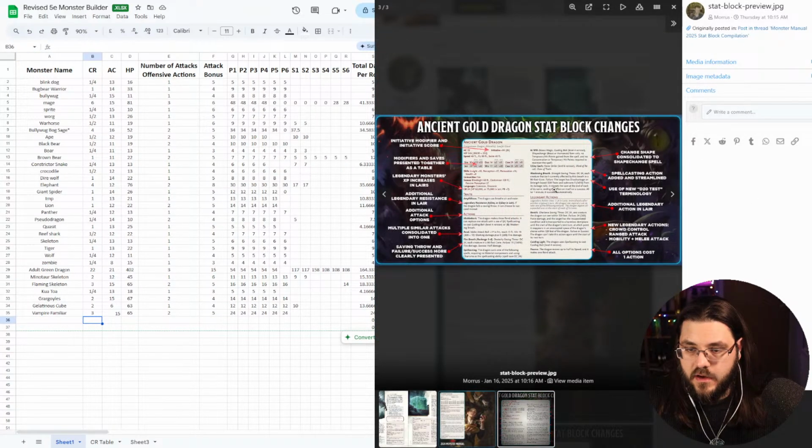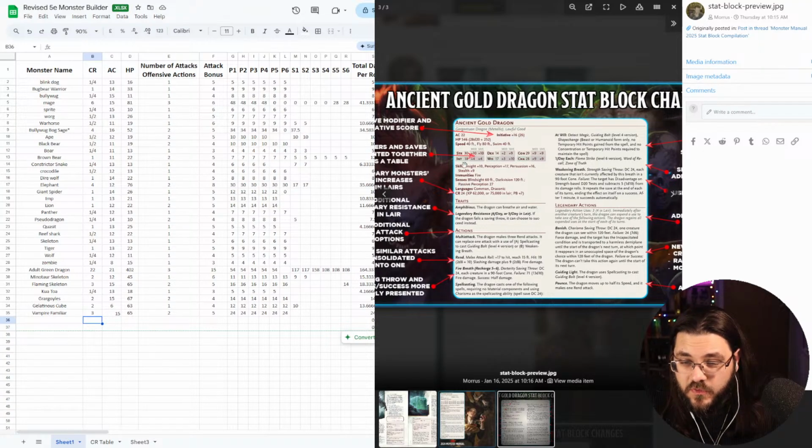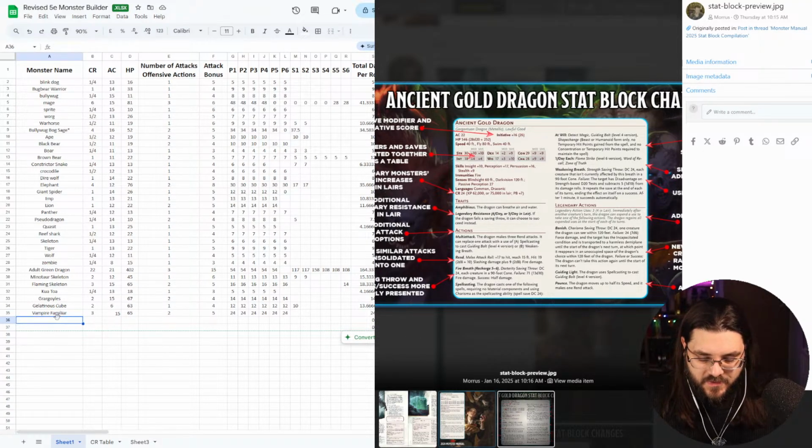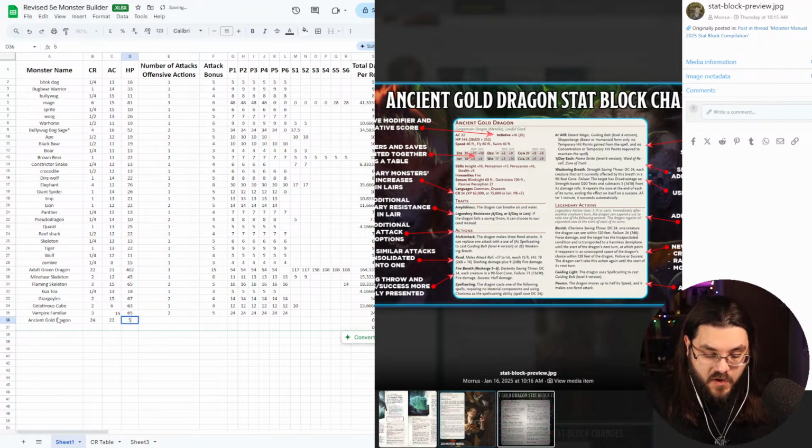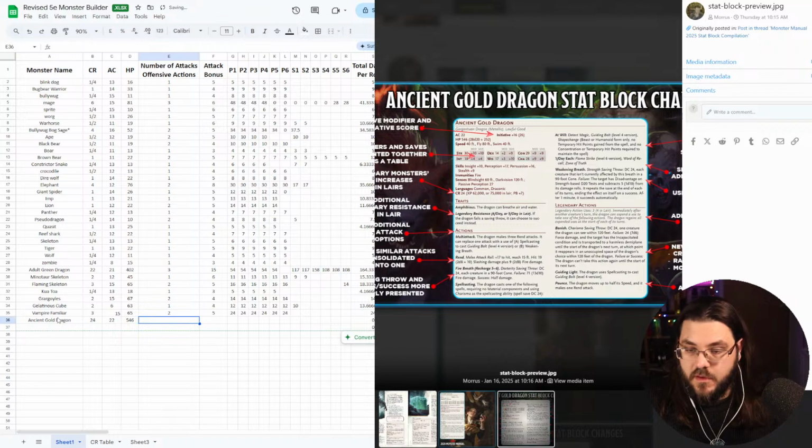And then Ancient Gold Dragon. This is so small, and I hate all of the notes upon it. Ancient Gold Dragon. This will be another one that I want to compare to 2014's version. Forgot what years were. 22 AC, 546 hit points. Number of offensive attacks is going to be 3 rend attacks.